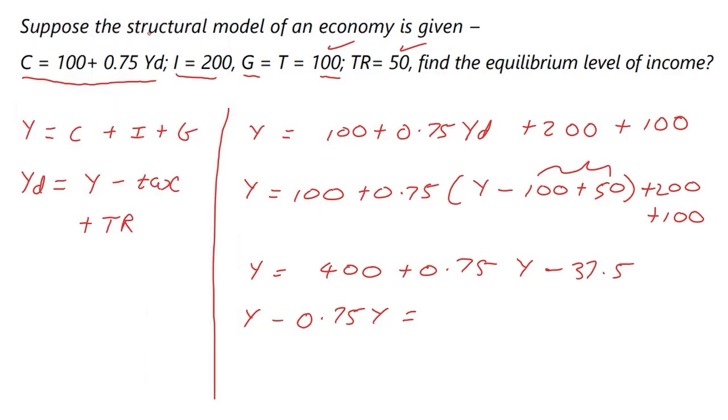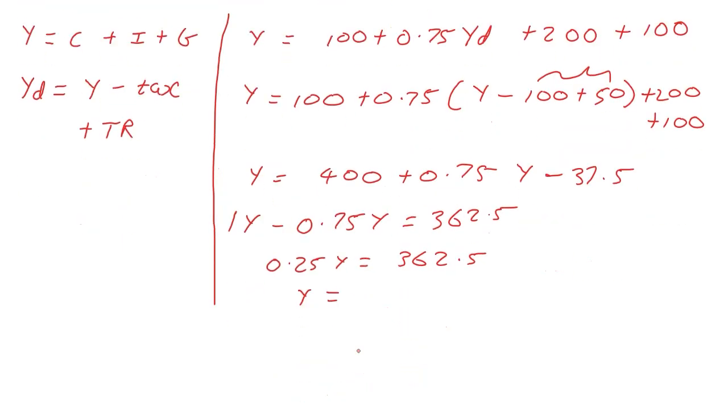So I have 362.5. Now, Y minus 0.75Y, how did I get this? It was addition, it goes that side, it becomes subtraction. And this is as good as saying 1Y minus 0.75Y, which is 0.25Y is equal to 362.5. Now this 0.25 over here is multiplication, goes that side, it becomes division. So we get Y is equal to 362.5 divided by 0.25, which is as good as multiplying by 4.